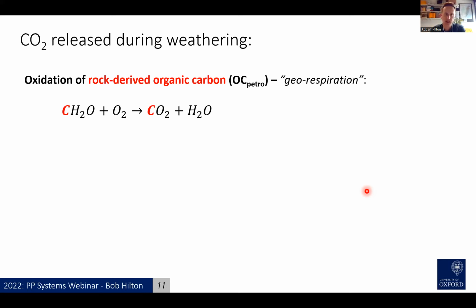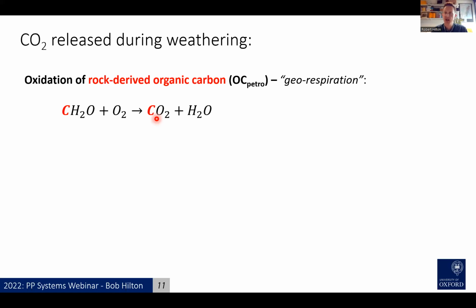This thing here is a simplified formula describing organic carbon. Oh, apologies, I'm just getting a phone call. Apologies for that. And if we oxidize it here with oxygen, we can release CO2. And this is so-called georespiration. It's an equivalent of what we're all doing right now.